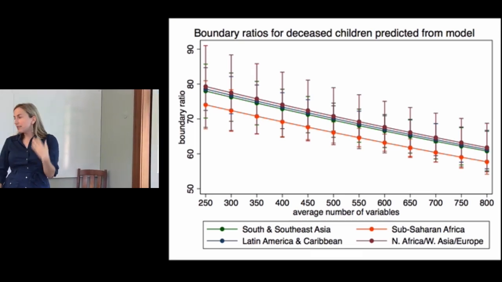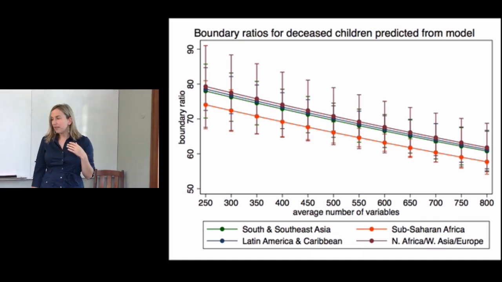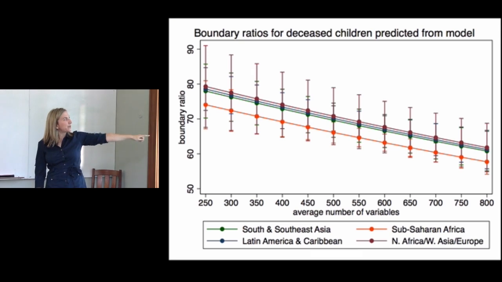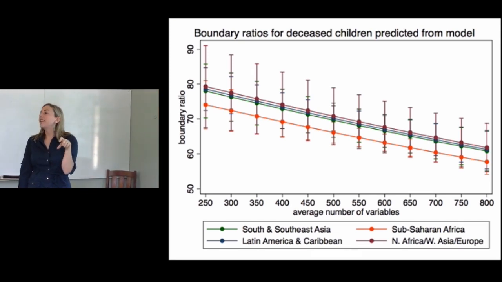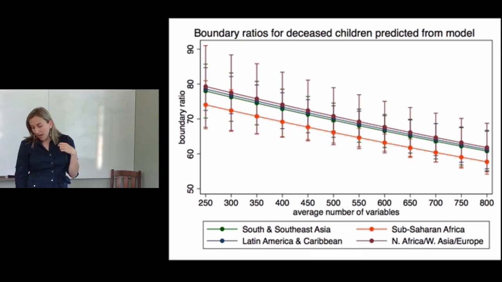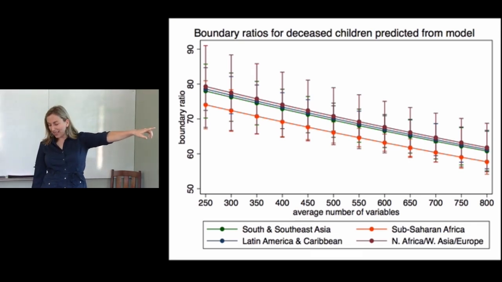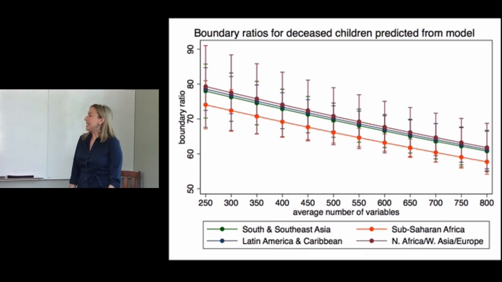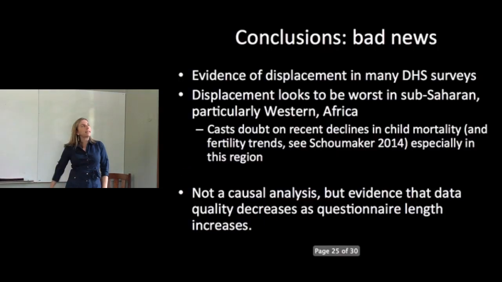So translating this into the impact. In sub-Saharan Africa, the boundary ratio, even when the number of questions was really low, was 74. If we add 100 questions to get to 350, the boundary ratio becomes 70, so there's 70 kids in the boundary year for every 100 kids in the boundary year minus one. When we get to 550, in the middle of the graph, that's 65, and at 800 questions, that boundary ratio is 58, which doesn't say great things about the estimates of infant child mortality.